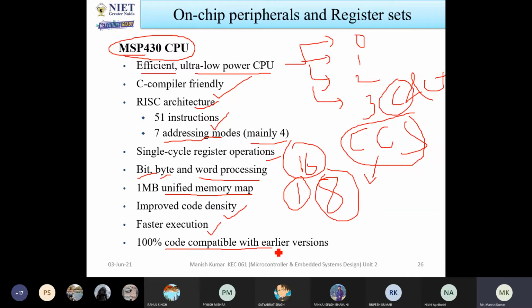100% compatible with earlier versions. So whatever the MSP 430 G series is there, the MSP 430 F series is there, this is the newest version, so it will support the previous versions. Like if you are talking about a 64-bit processor, it is compatible with a 32-bit processor also. So in a 64-bit processor, the work we used to do in 32-bit, we can still do, but with this we can do extra as well, like that.